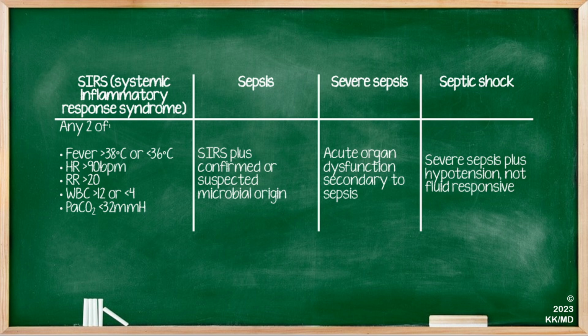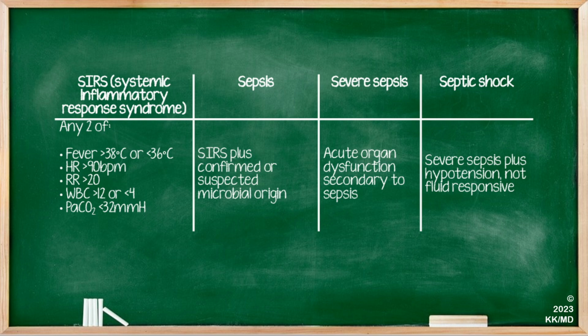However, just for the purpose of MRCP, as they can ask you to differentiate between these, SIRS includes any 2 of the following: fever more than 38 degrees or less than 36, heart rate of more than 90, respiratory rate of more than 20, white blood cell count of more than 12 or less than 4, and a partial pressure of carbon dioxide of less than 32.